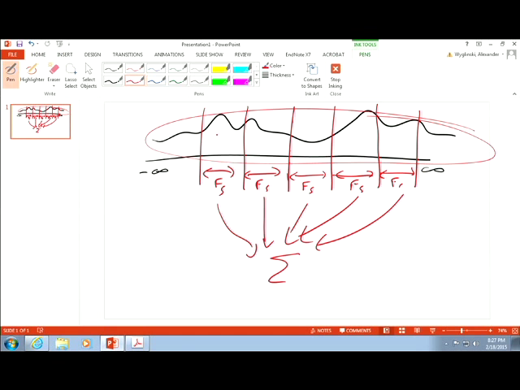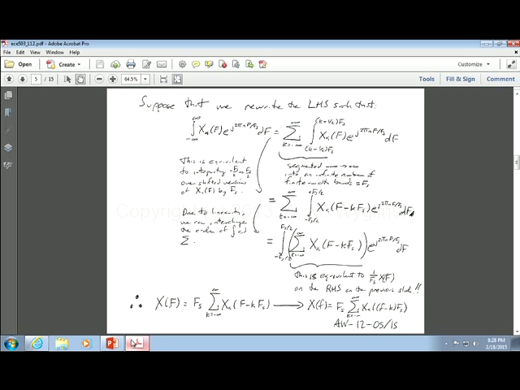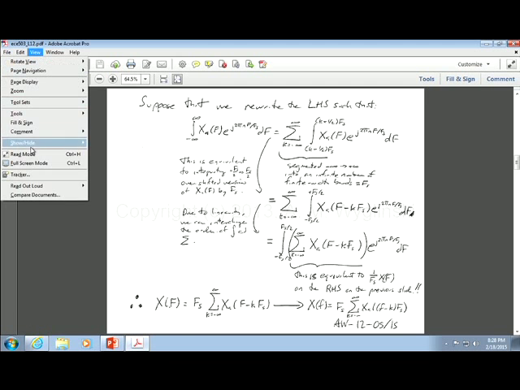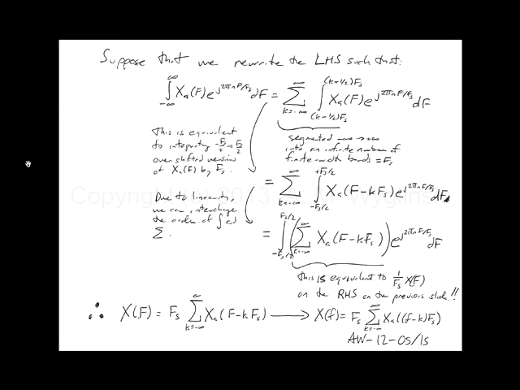I do this by design, because if I do it that way, I get something that looks awfully similar to what I derived before with respect to the right-hand side. If I do that manipulation, now I have the summation of these individual terms. I'm going to pull another trick here.